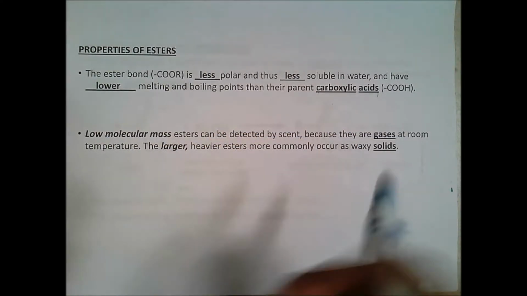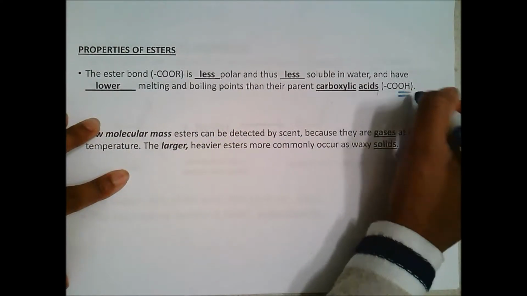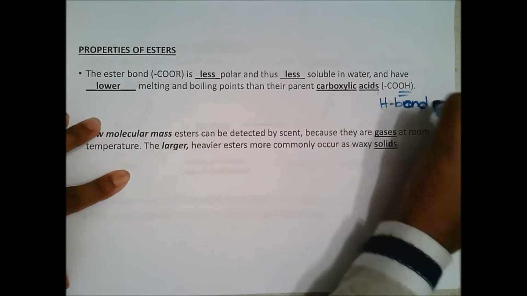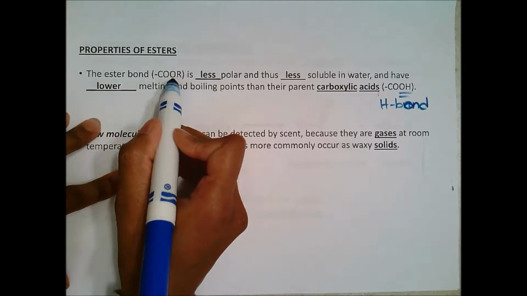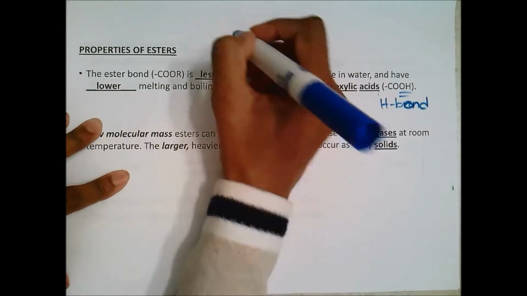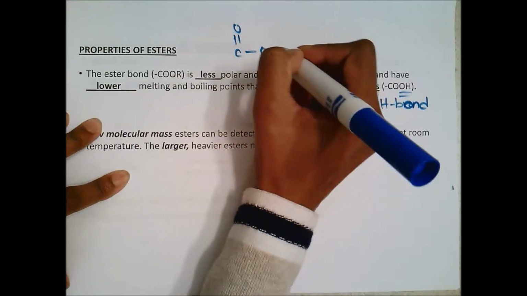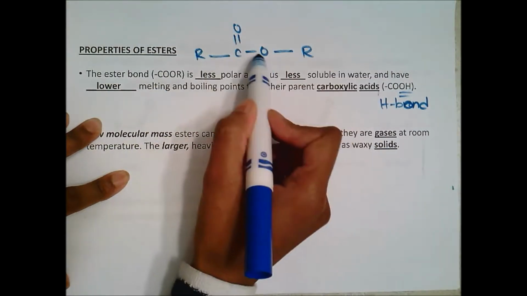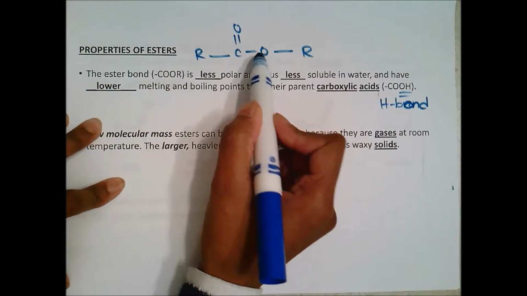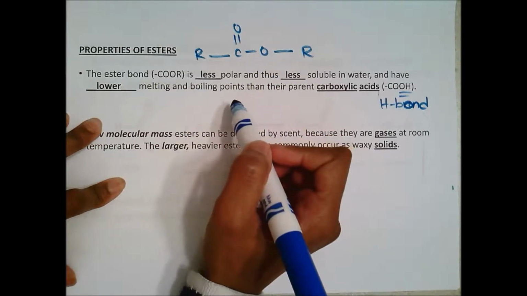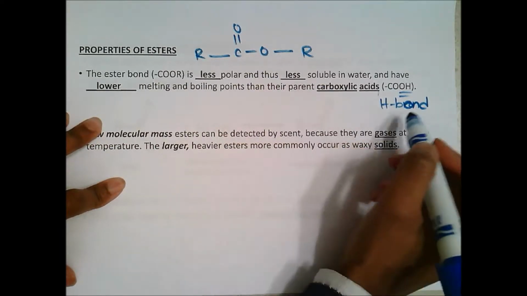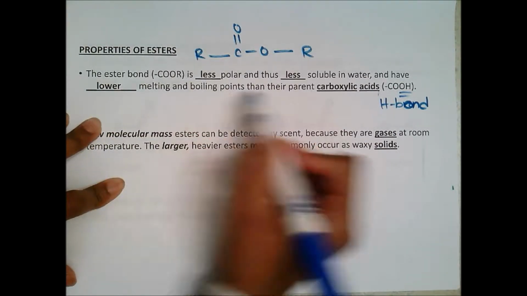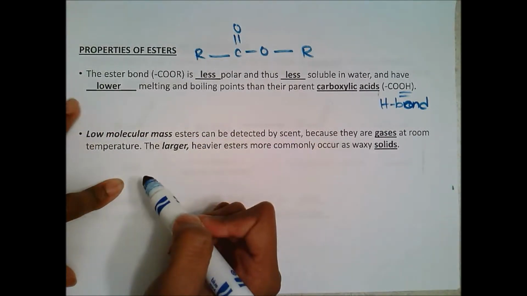Look at the fact that your carboxylic acid can hydrogen bond. Your ester, because it's found in the middle of a molecule, not on the end, doesn't have the ability for that oxygen to hydrogen bond. So as a result, it's not going to be as soluble. It doesn't have that hydrogen bonding ability, so less melting and boiling point as well compared to carboxylic acids.